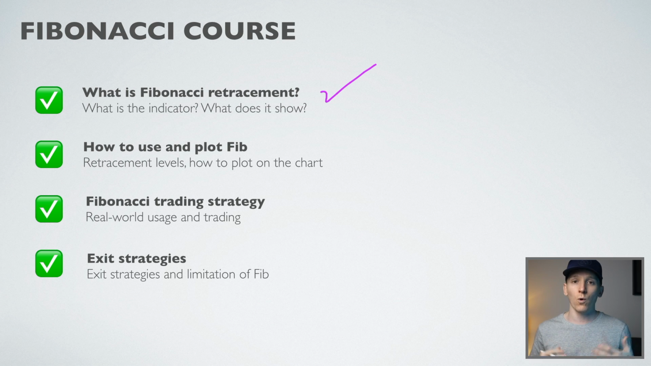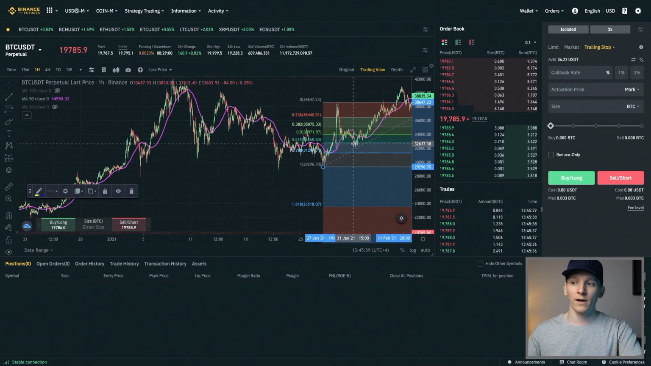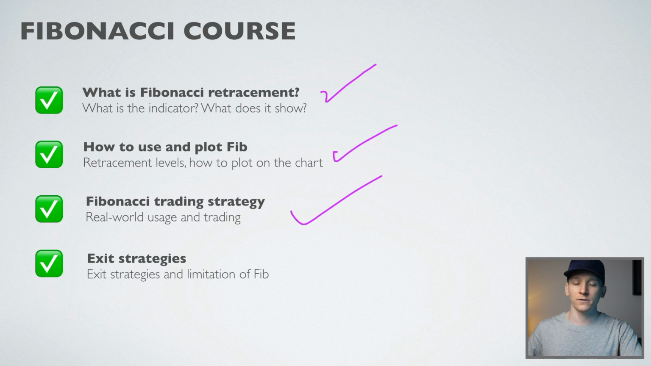So we're going to go through what is Fibonacci and what are those levels, why do traders use this, how to actually plot the Fibonacci on a chart live, and then a trading strategy with Fibonacci as well. Plotting it on the chart like this is great, but how do we actually go ahead and trade in the real world? And then how do we use Fibonacci or other parts of technical analysis as well to enter and exit trades, because that's essentially what we're trying to do.